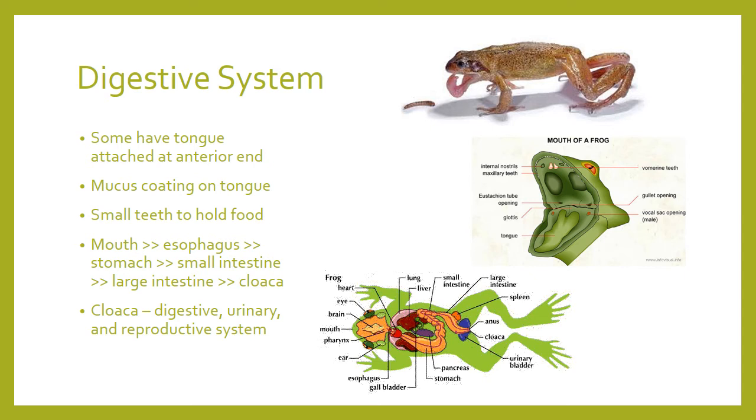When food comes in, it comes in the mouth, travels down the esophagus, into the stomach, then into the small intestines, which are usually really coiled up, then to the large intestines, and out the cloaca. And the cloaca is a shared digestive, urinary, and reproductive system.